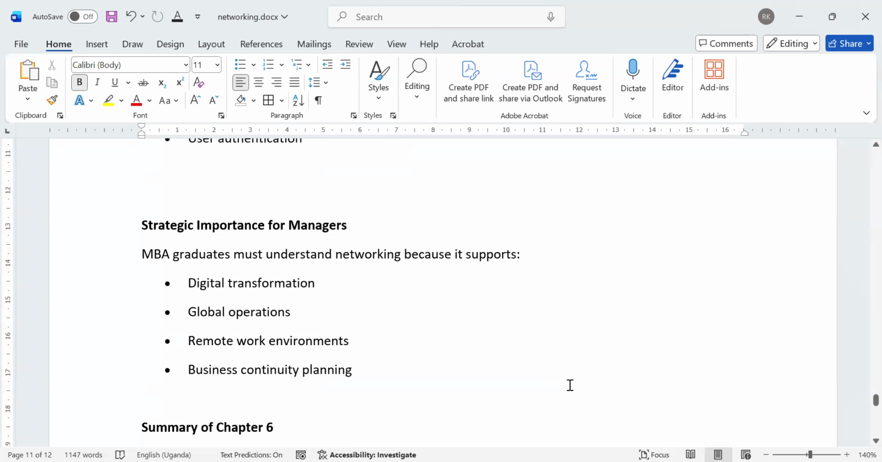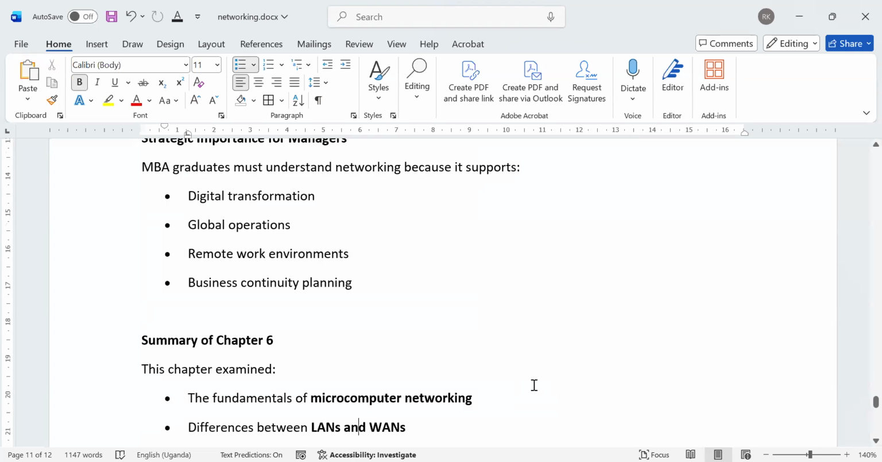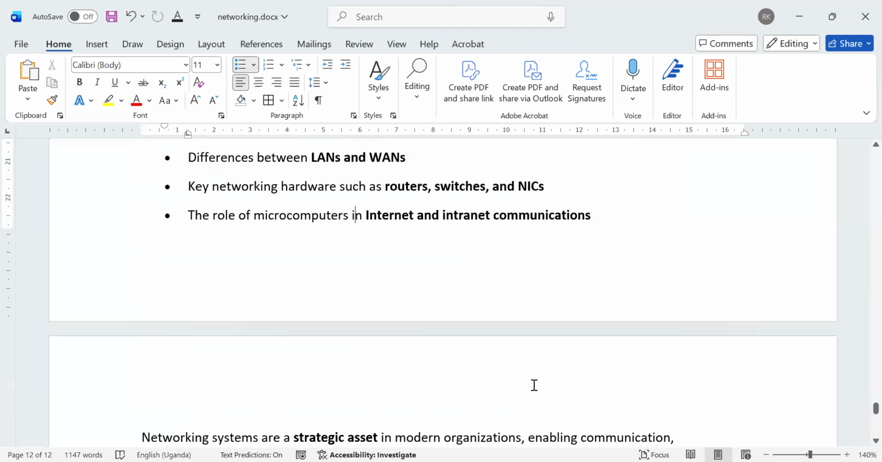Then strategic importance for managers. MBS graduates must understand networking, so we are coming to a conclusion of this. MBS students must understand networking because it supports digital information. That is one. Global operations. Two. Remote work environments. Business continuity planning. It all comes through networking.